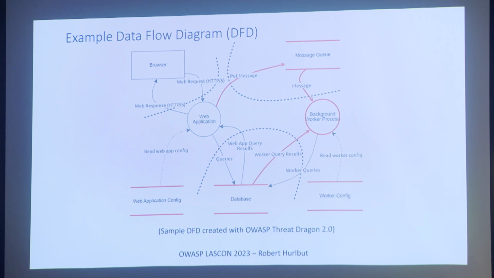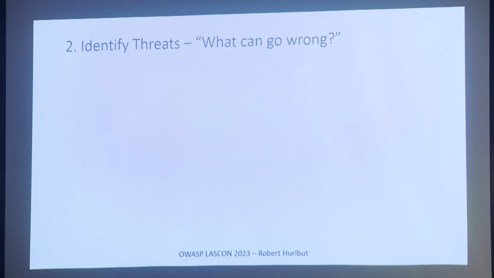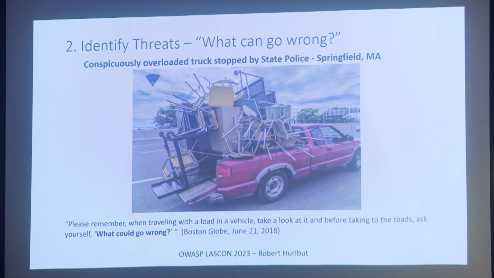So here's the example data flow diagram. This one was drawn by the OWASP Threat Dragon tool, which is a free tool available to anyone if you'd like to get started with that. So that's our diagram. Next is we identify threats. What could go wrong? Now, sometimes they're more obvious than other times. Anybody see any problems with this one?